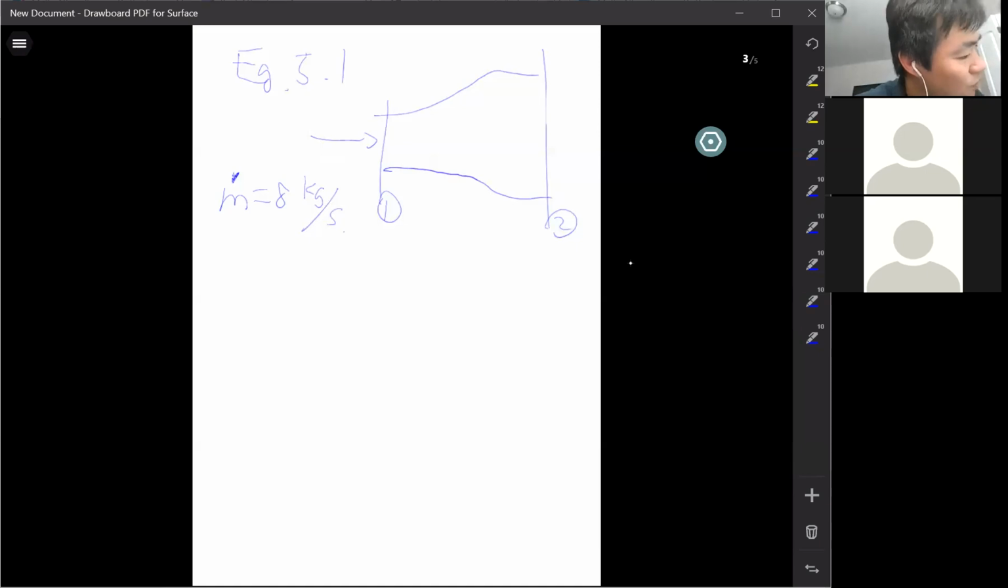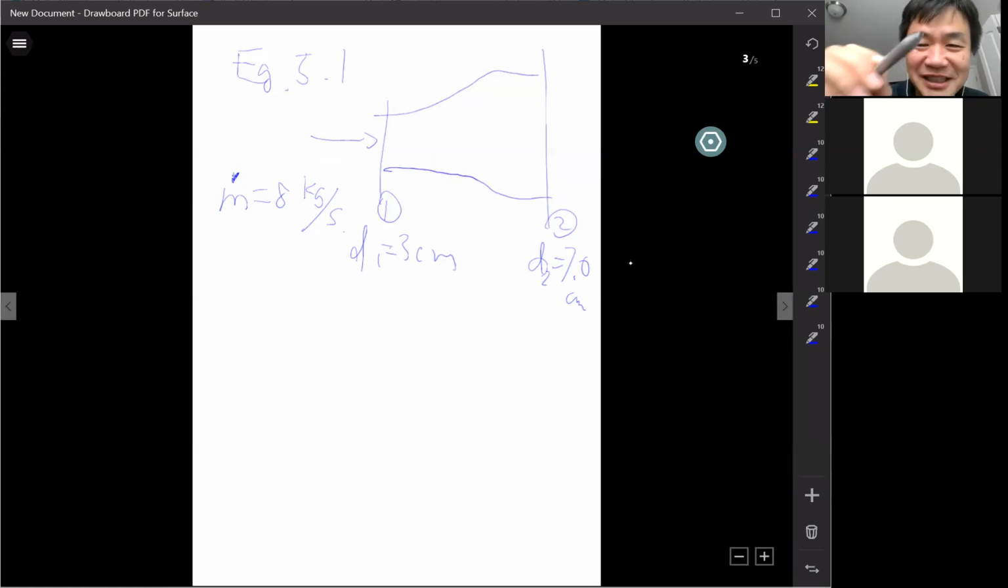Let's see. Section 1, the diameter D1 is 3 centimeters. D2 is doubled, 7 centimeters. So determine the increase in static pressure between section 1 and section 2. I need to give you the Bernoulli equation in order to solve this. This really needs fluid mechanics as a prerequisite, but it's a co-requisite now, so I have to cover it here.